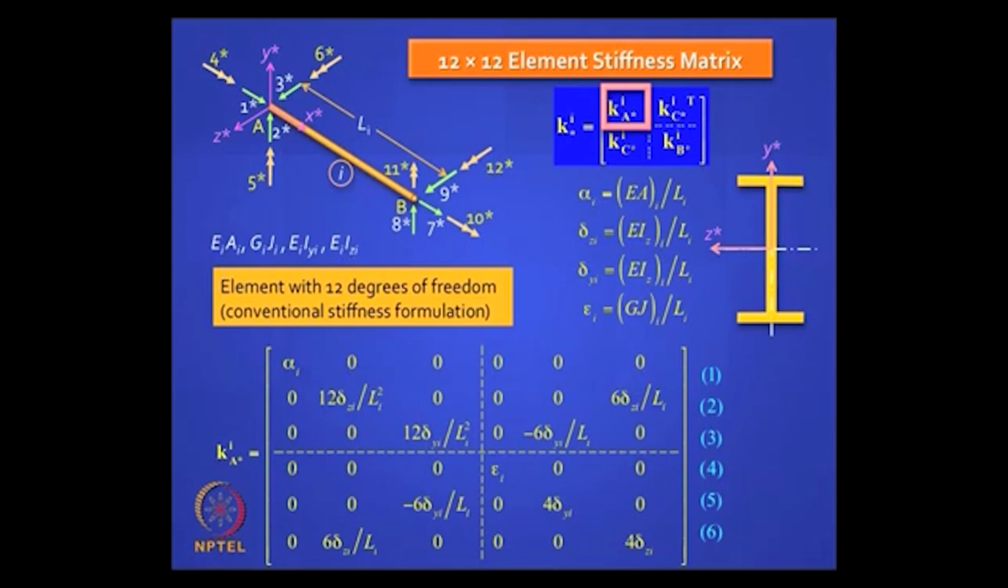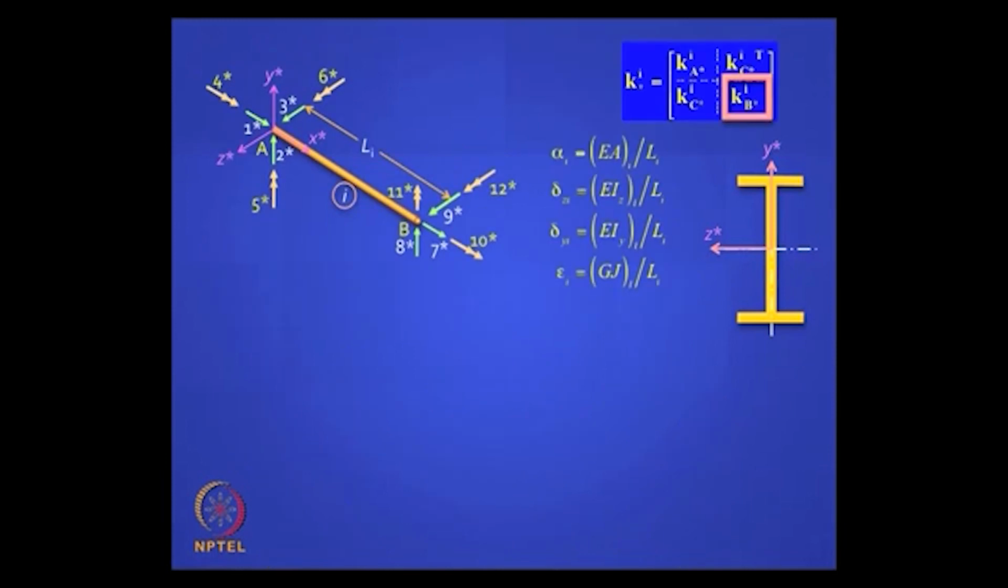Next, let's move on to Kb star. Will it look like Ka star? Will there be any change between Ka star and Kb star? Look carefully and answer. Now you are shifting to the end node. You are dealing with the coordinates 7, 8, 9, 10, 11, 12.